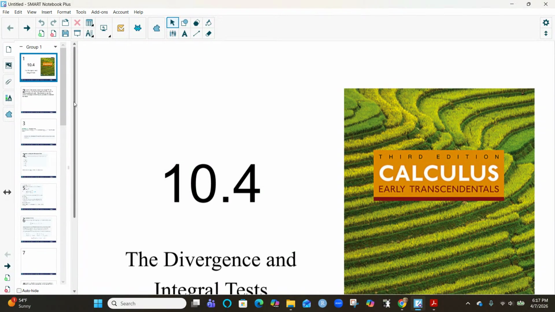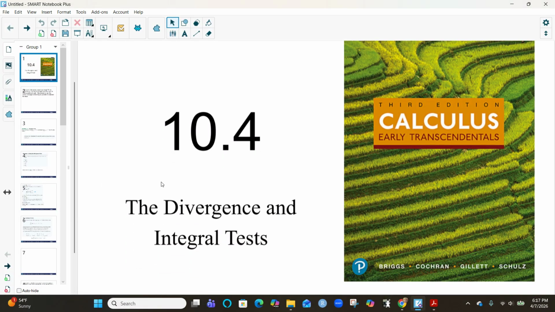Hello everyone, this is section 10.4. I'm going to do a brief video and I will make every effort to keep it brief. I just wanted you to have some sort of instruction while I was out for the day. There are two tests in this section. One is called the divergence test and the other is called the integral test.